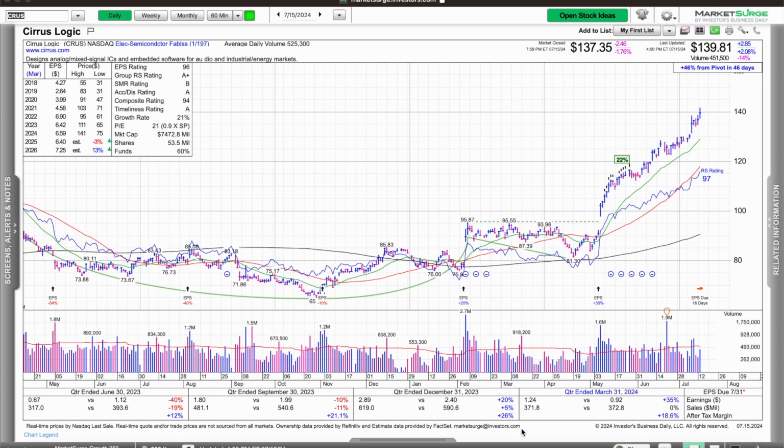The last stock that I want to analyze is Cirrus Logic. This has been on my watch list recently, and so during this February to May time period, we can see that there was a nice horizontal and wide base being formed, also on relatively low volume. And keep in mind that the volume was only 200 to 300,000 shares traded.